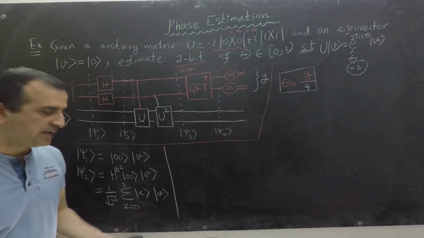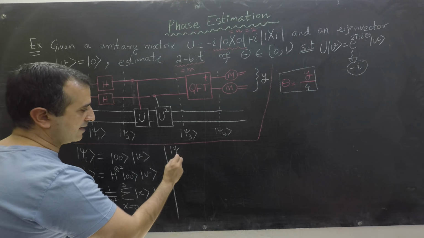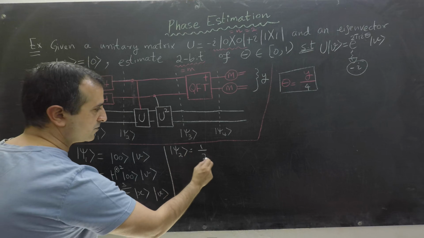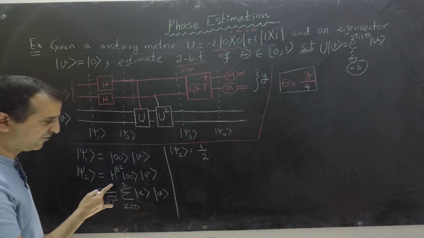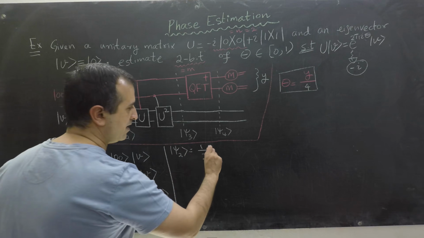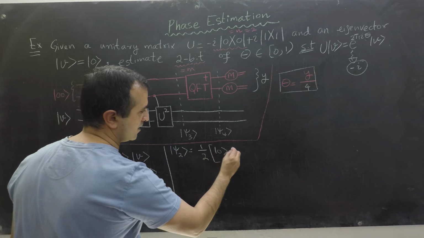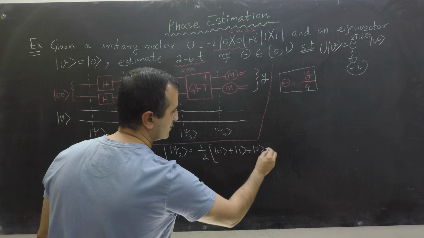To understand it better, I can expand this. So let's expand this. My |psi 2> will be 1 over 2. You don't have to write square root and 2 raised to power 2, I just simplified it. And then I will have here |0> plus |1> plus |2> plus |3>.